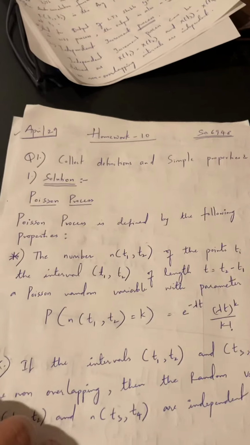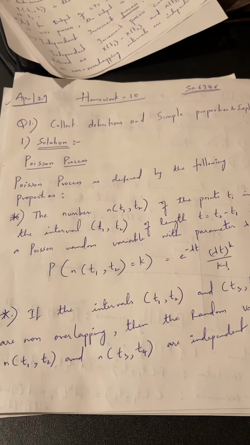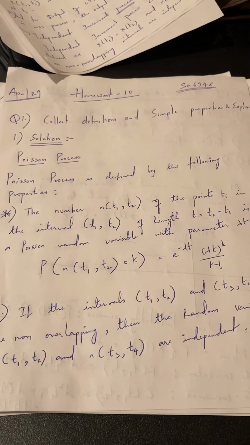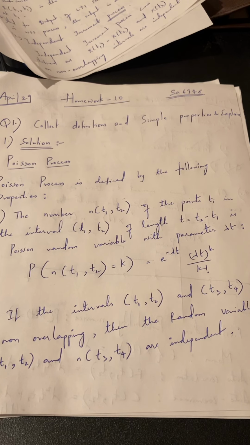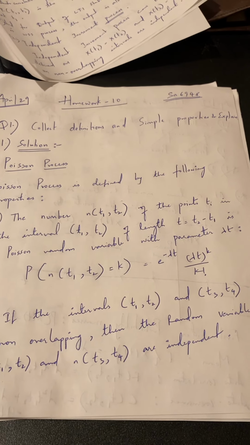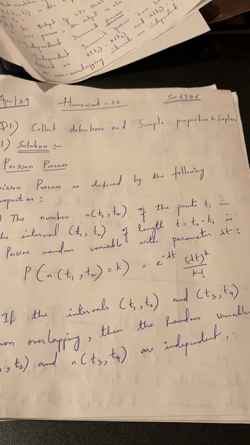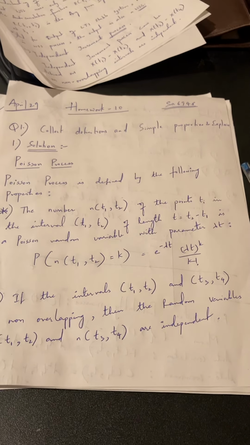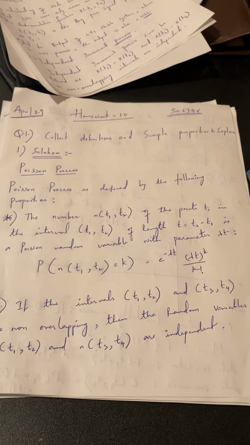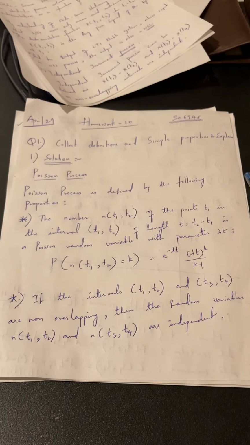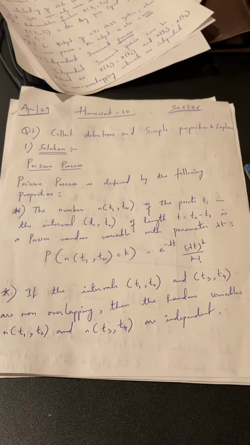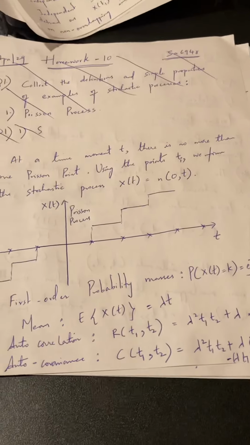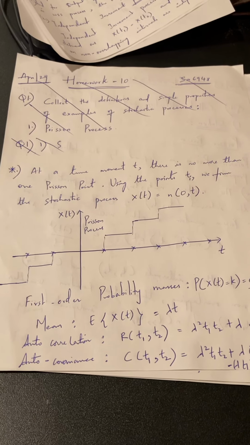In question 1, part 1, which is Poisson's process, we can define Poisson's process as probability of n(t1, t2) equal to k as e to the power minus lambda t, t to the power k by k factorial. If the intervals (t1, t2) and (t3, t4) are non-overlapping, then the random variables n(t1, t2) and n(t3, t4) are independent. So these are the first two properties of Poisson's process. Let's look at the third property.